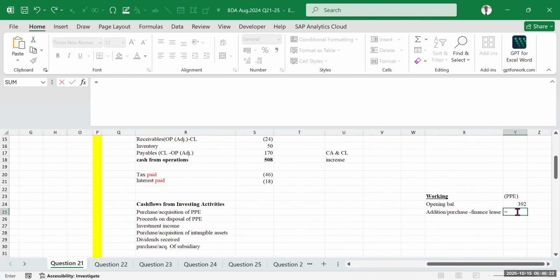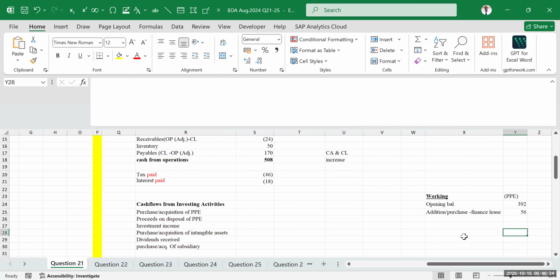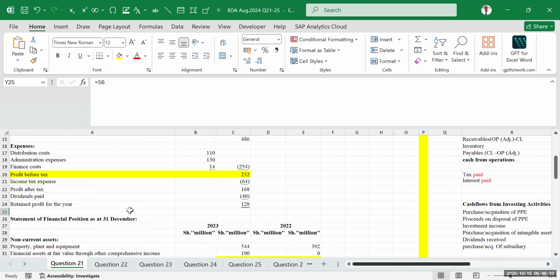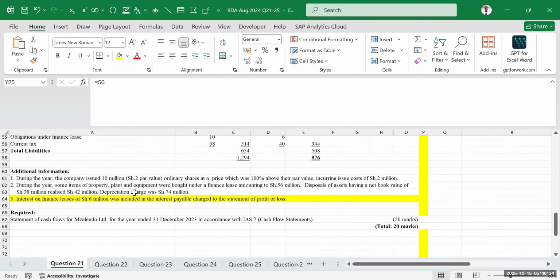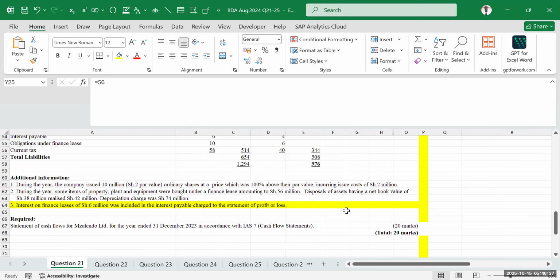So we come and recognize 56 million like that. So this increases the PPE account value. Then we check on the other thing that affects PPE. Let's continue reading the additional information. Disposal of assets having a net book value of 38 million. So that is a disposal.